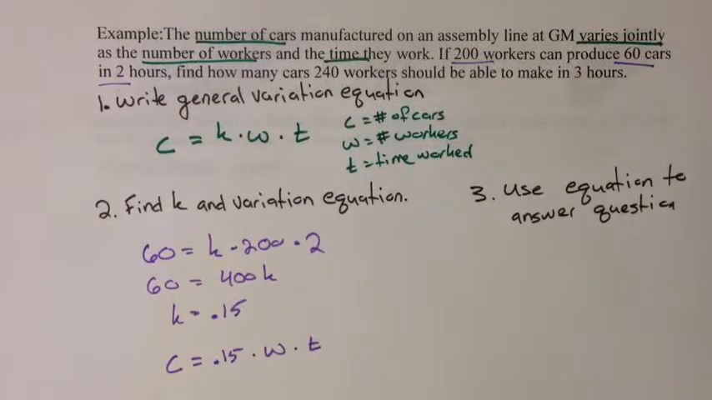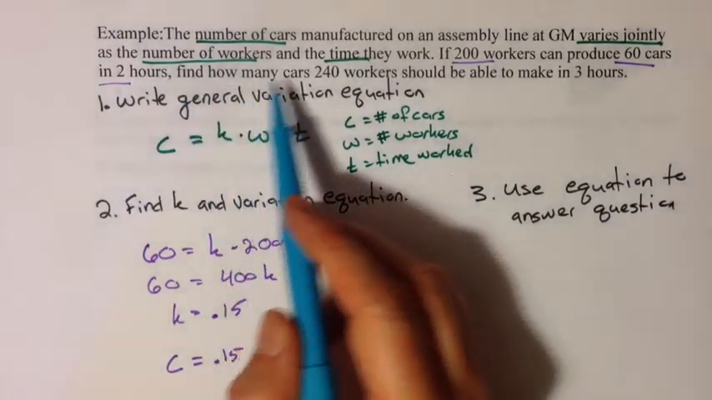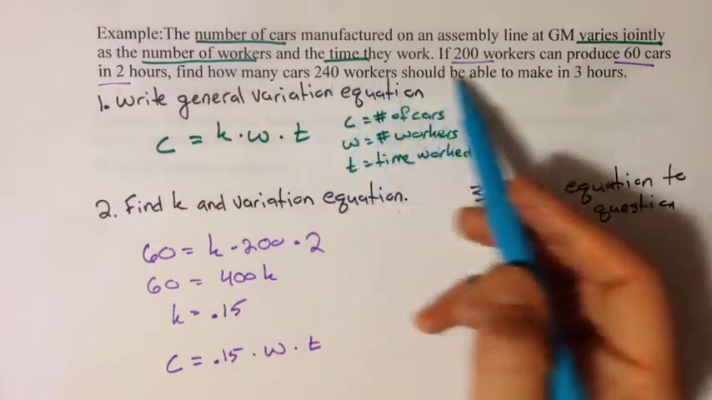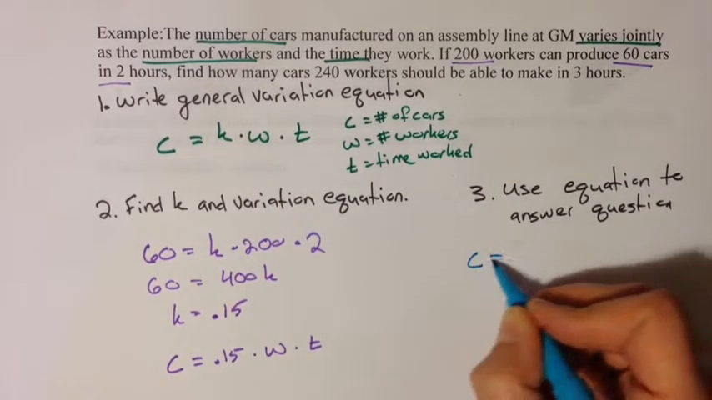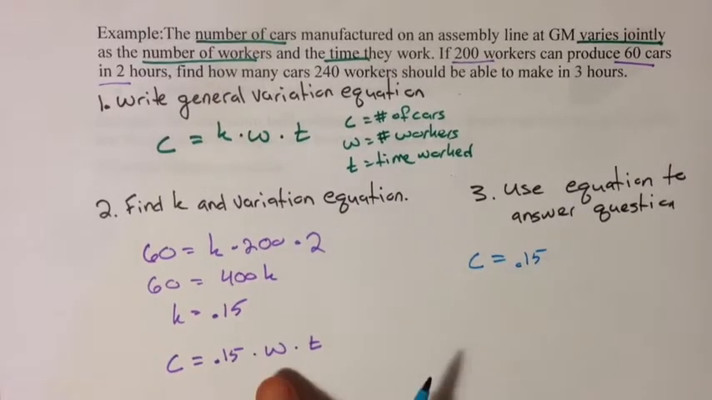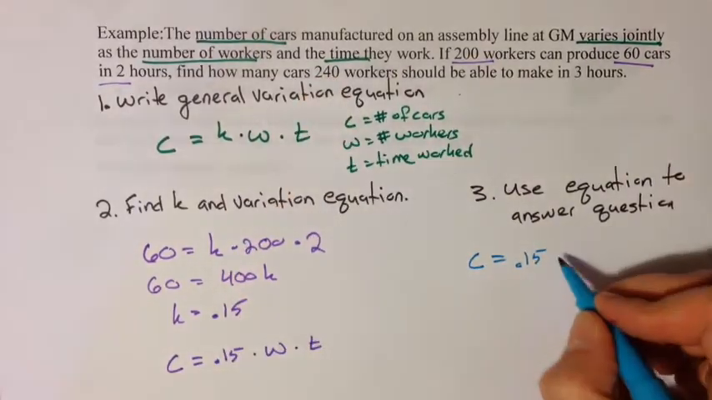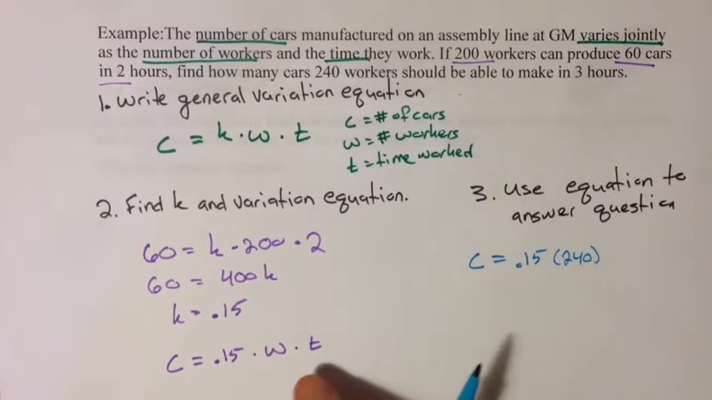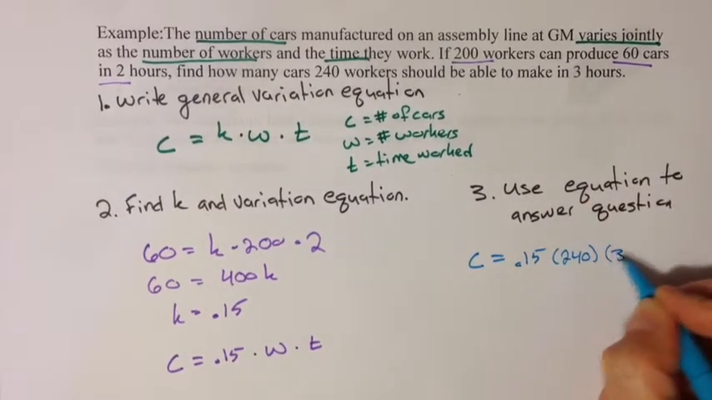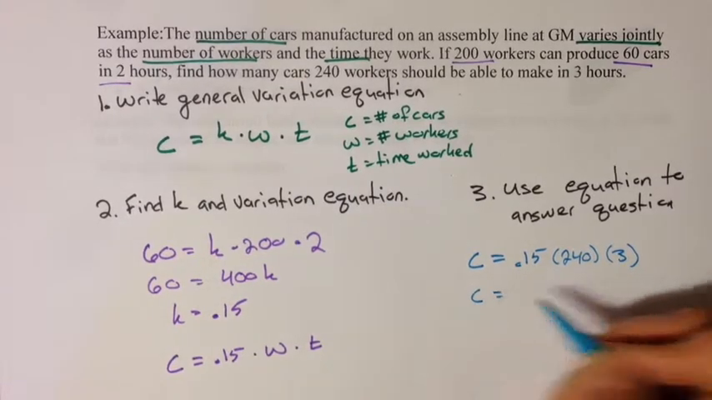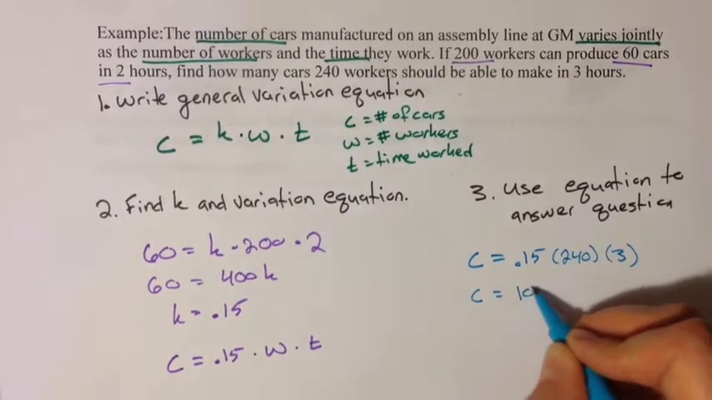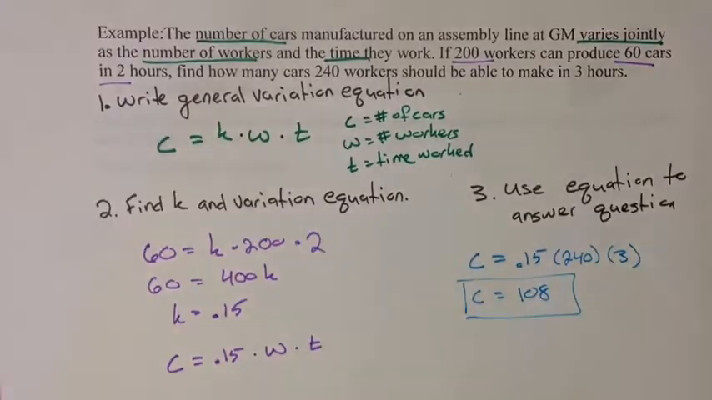My last step is to use that equation that we just made to answer the question. This wants to know how many cars can 240 workers make in 3 hours. So C is my cars, don't know that one yet, K is 0.15. W is the number of workers, so 240 goes in there. T is the time, so 3 hours goes in there. And then I just multiply these numbers together and I get that the number of cars that they should be able to make is 108 cars.